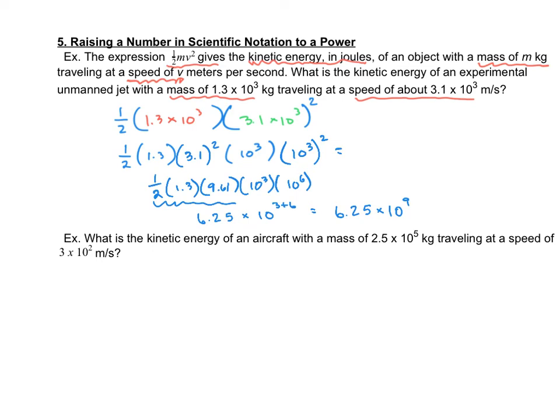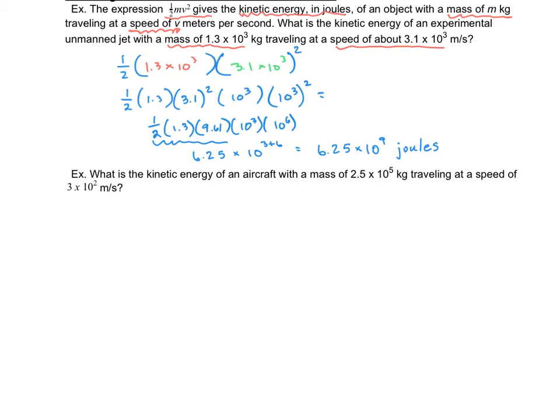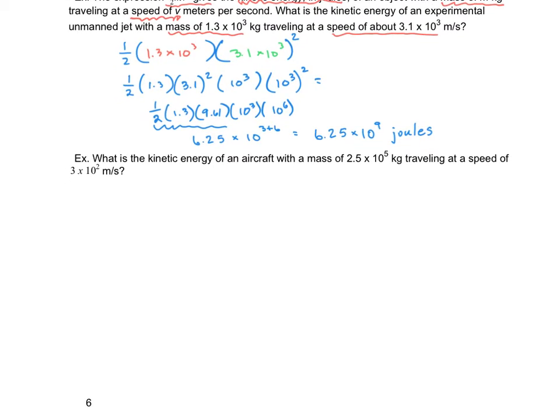And we have to remember context. 6.25 times 10 to the 9th is great, but what is it going to be? It asks what was my kinetic energy. So that is my kinetic energy, so that is 6.25 times 10 to the 9th joules, which is a lot of joules right there. Let's see here. So what is the kinetic energy again? They're asking me for my joules of an aircraft with a mass of 2.5 times 10 to the fifth, traveling at a speed of 3 times 10 to the second.